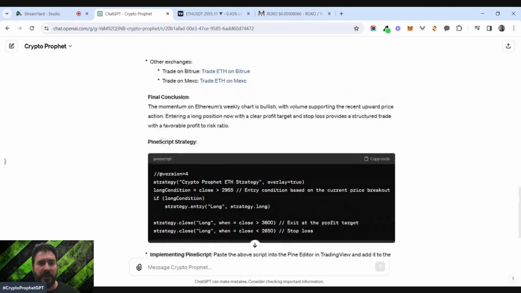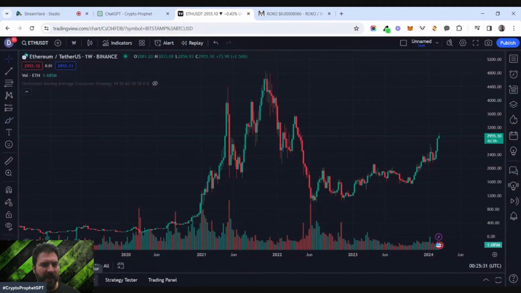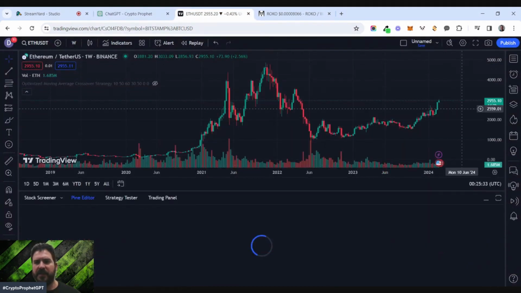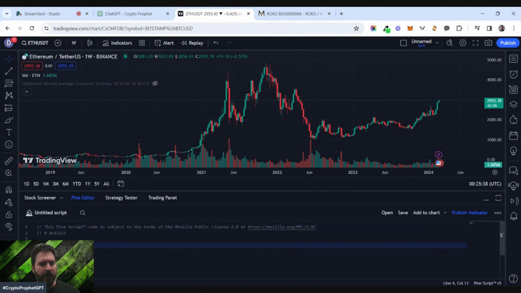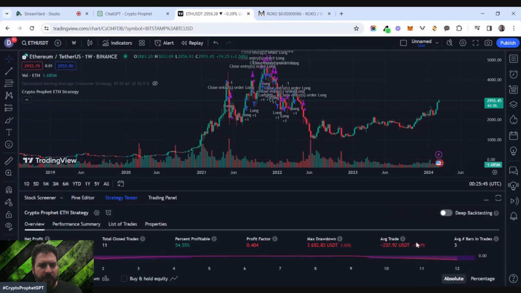All right, so let's go over to TradingView real quick. Let's go over to the Pine editor, which is right down here at the bottom. You can see it's saying to enter literally right now. So it's a good time to enter. Going into the Pine editor, I'm going to go ahead and copy and paste this in. I'm going to say add to chart, and we'll see what it does.